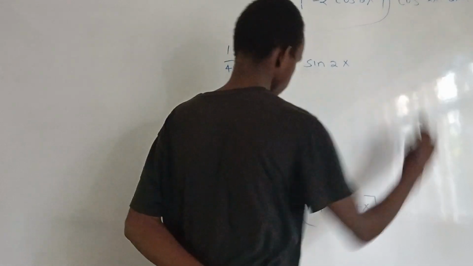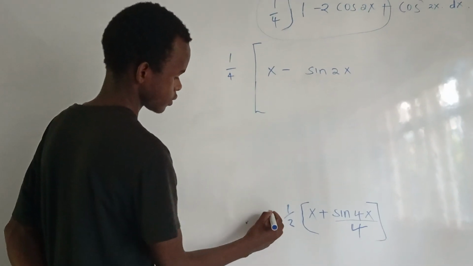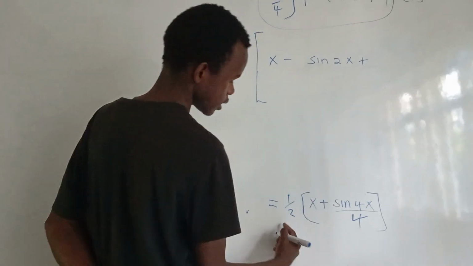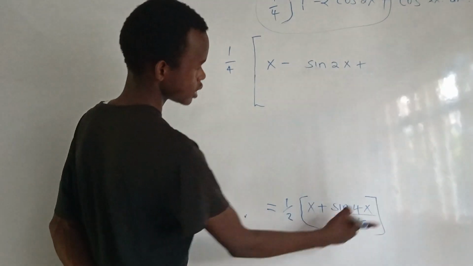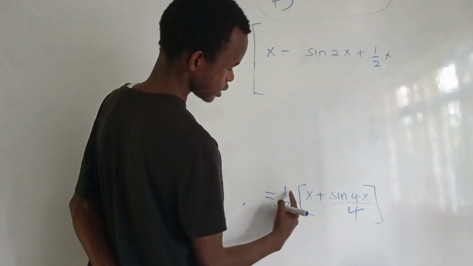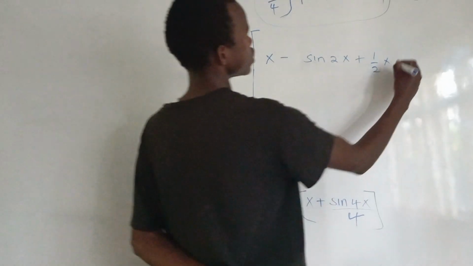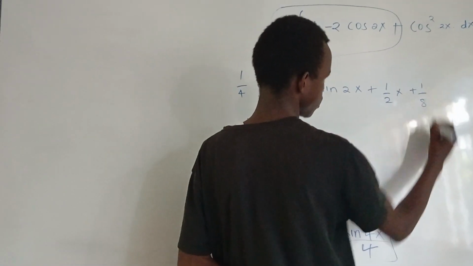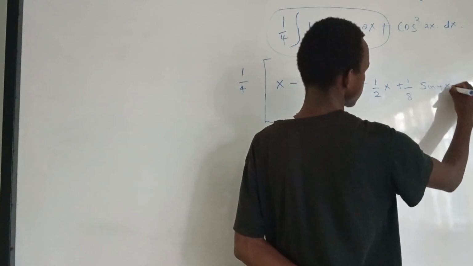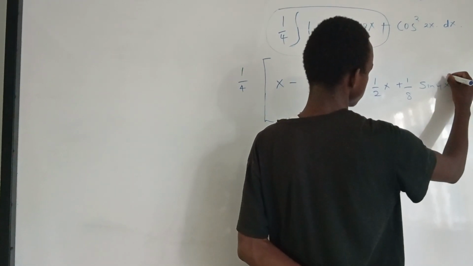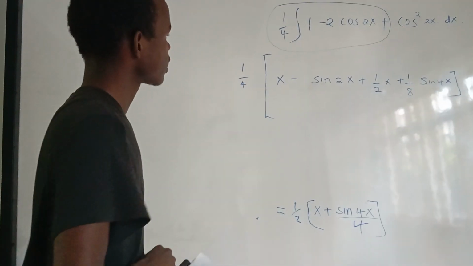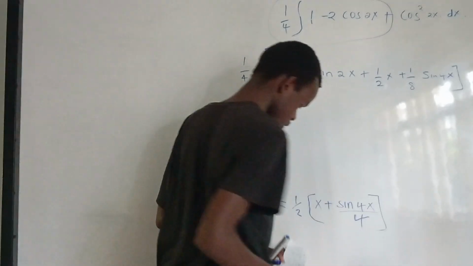So the integral of that I'll replace with what we got. We performed it all. Just add these things. So I'll just open my bracket. So I'll get a half of x, plus this multiplied by this is just 1 over 8. So it will be plus 1 over 8 of sine 4x. So it's lengthy but it's good.